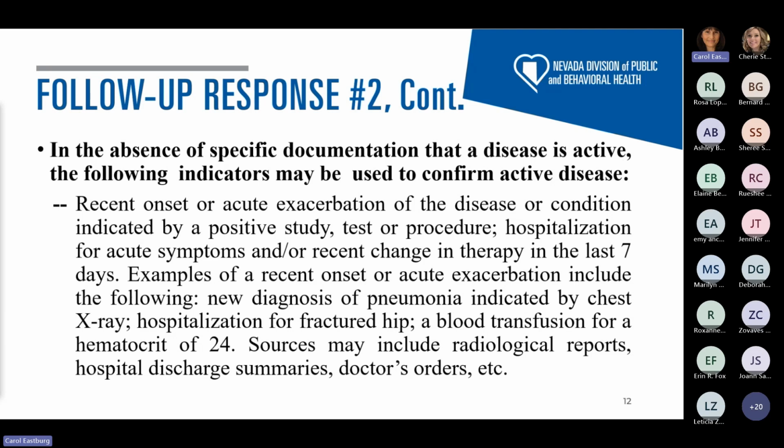Examples include, but are not limited to, a new diagnosis of pneumonia or pulmonary embolism as indicated by chest X-ray or other diagnostic procedure, surgery for a fractured hip, blood transfusion for a hematocrit of 24. Please refer to page I-12 of the manual, which is a continuation of this slide, for additional ways to determine if a diagnosis is active or not. If these options fail, you can deploy what is known as a physician query. For information on the physician query, see the link in the resource section in the back of your handouts.